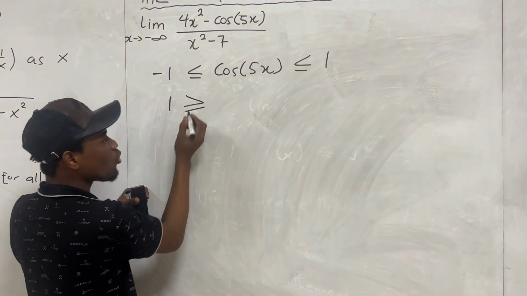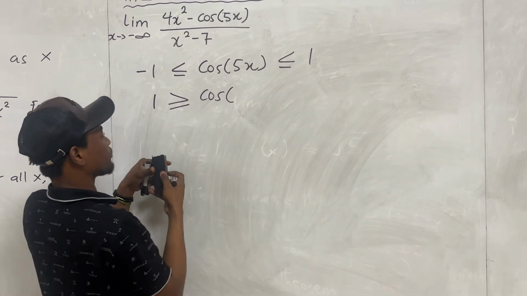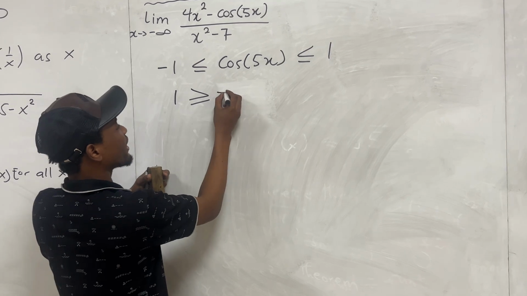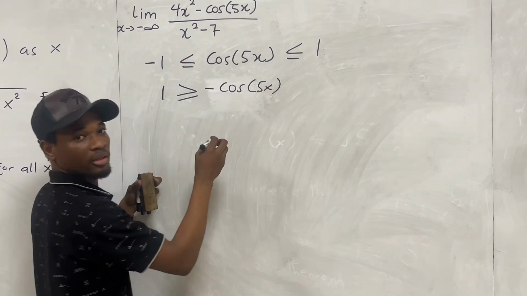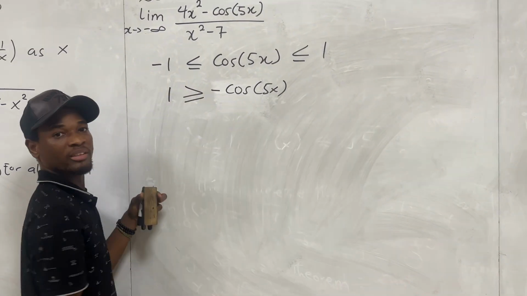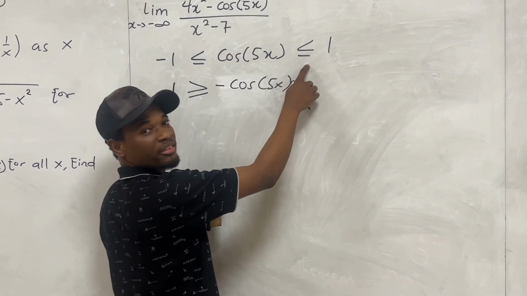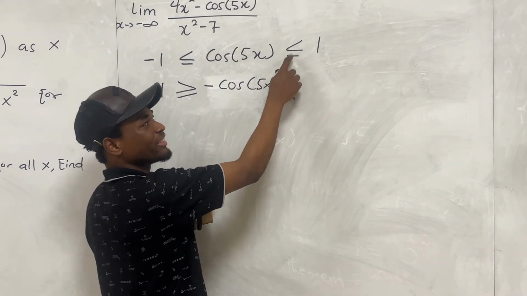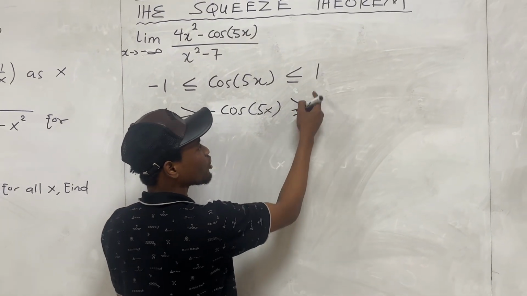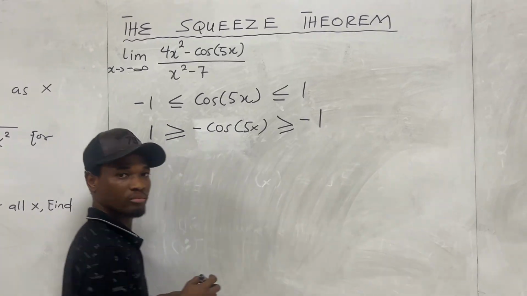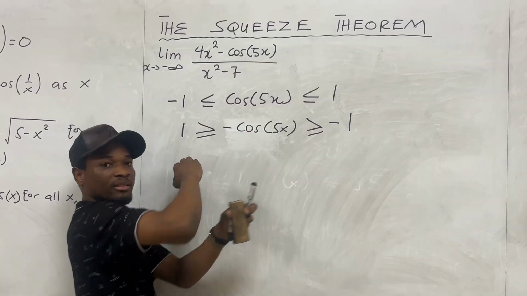Then you have negative cos 5x, negative because we are multiplying through by -1. Then what do we have here? Because we are multiplying through by negative, this sign will also reverse. So we have greater than or equal to -1.